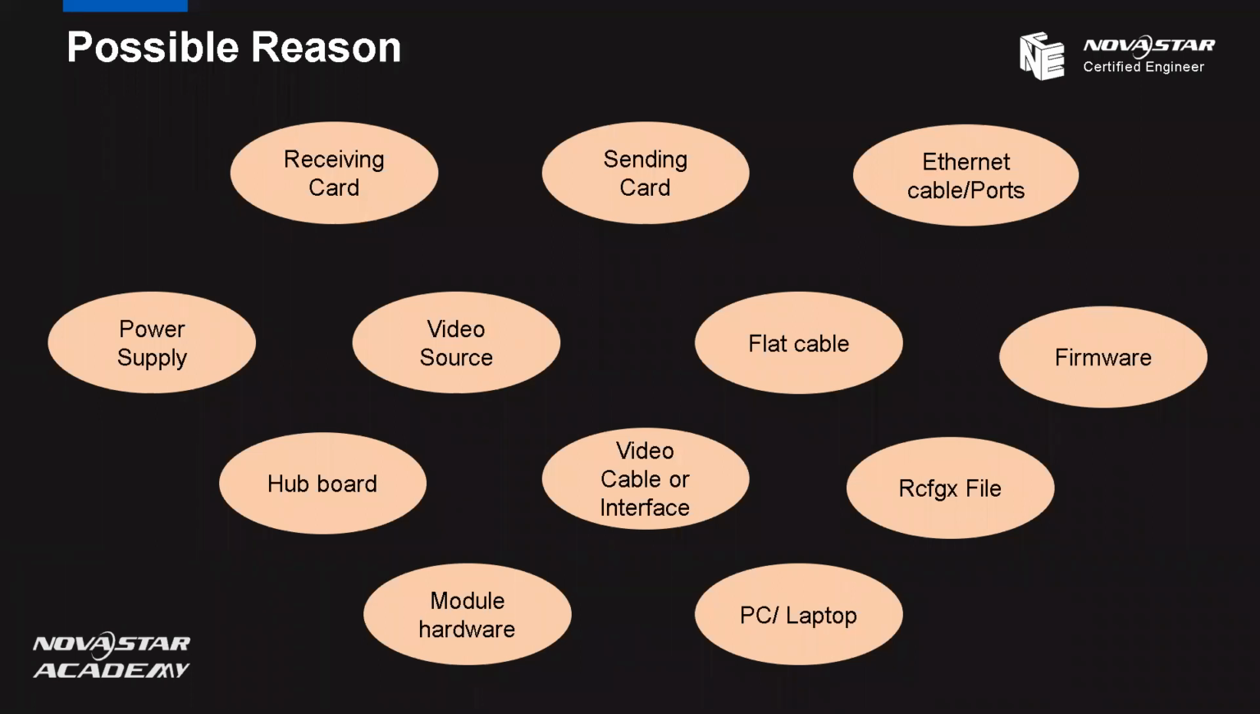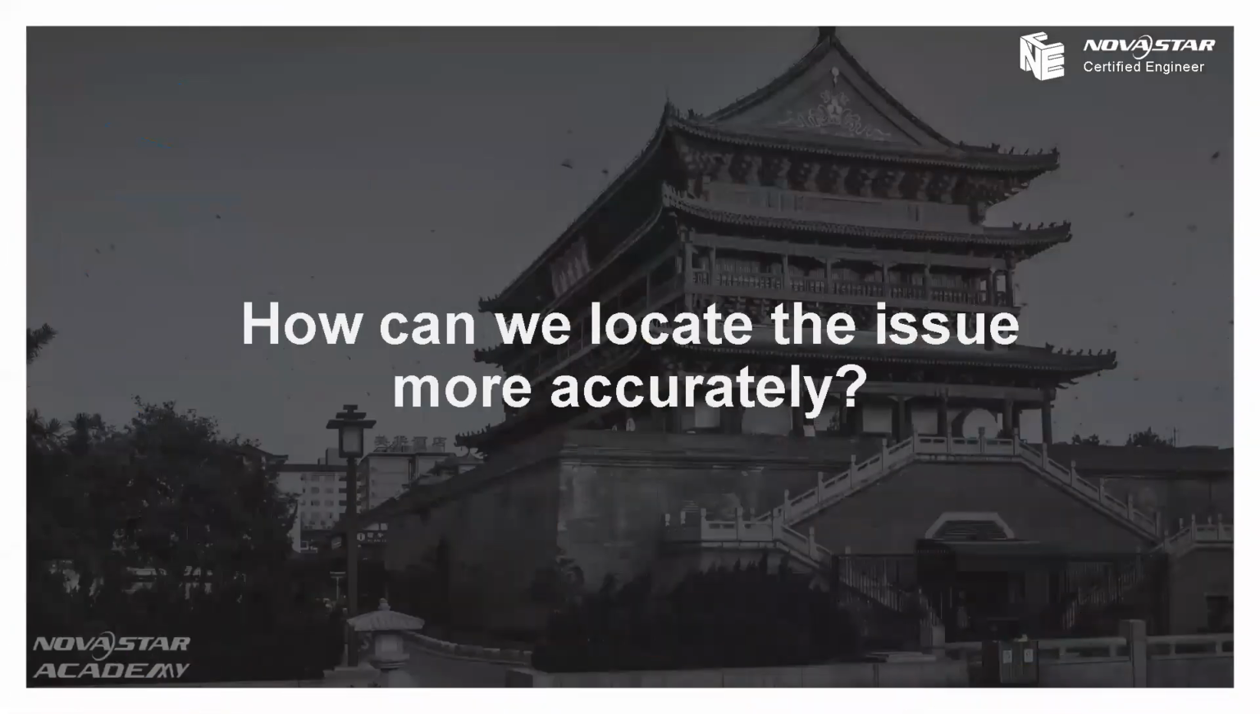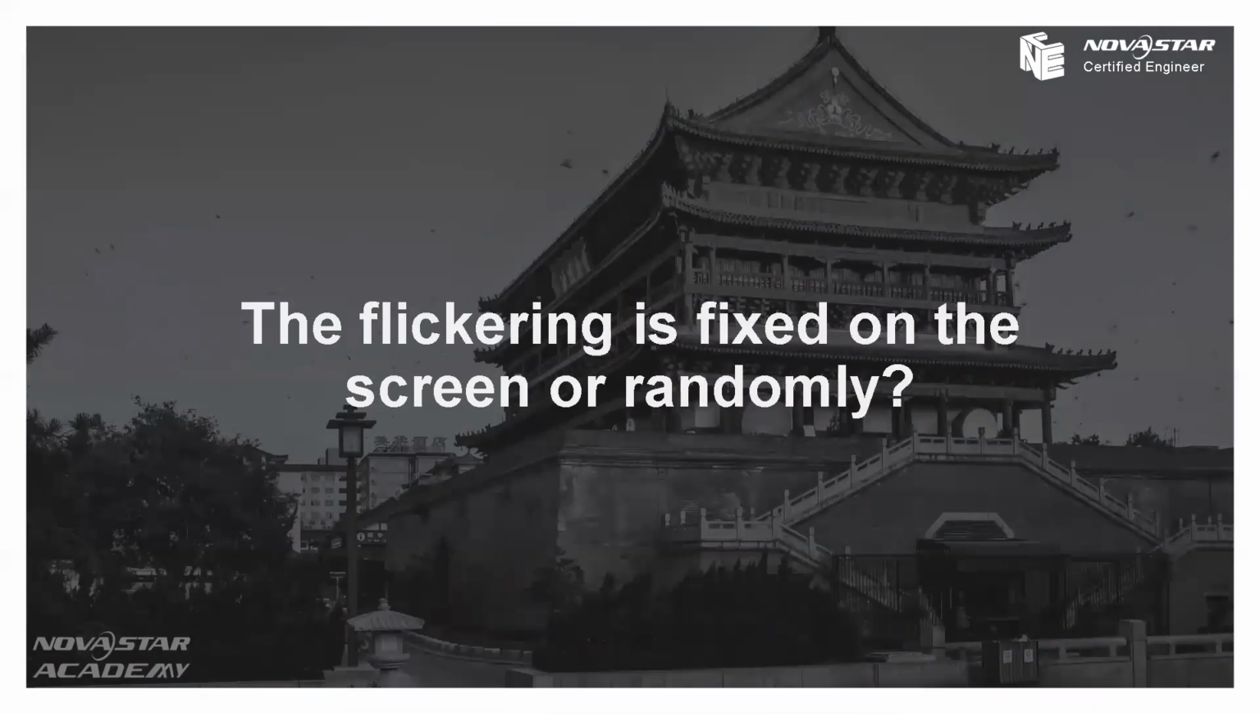But how do we do the troubleshooting? Can we get a more accurate troubleshooting process? Actually, yes. The most important question is we need to figure out whether the flicker issue happens in a fixed position or randomly happens on the whole screen. Different flickering phenomena have different troubleshooting processes.